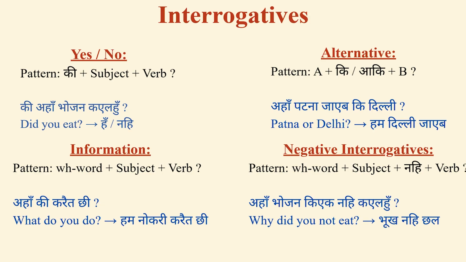Then we saw negative construction in interrogatives and we said that the negative particle nay has to be added compulsorily before the verb, but usually it is also kept right after the WH word. The general pattern is WH word plus subject plus nay plus verb. So to take an example, we can say aha bhojan kiya nahi kailon, why did you not eat? So the other person might say bhook nahi chha, I was not hungry.